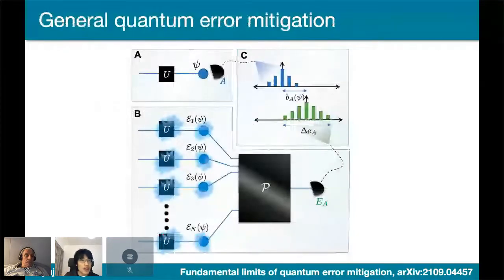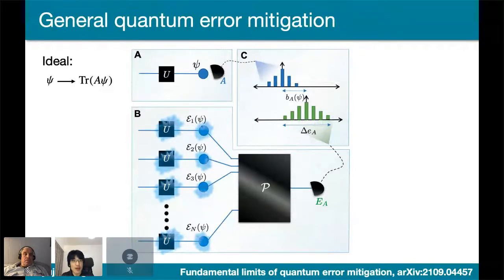So yeah, to do that, let me first start with this general framework for quantum error mitigation. Let me go step by step. Firstly, the standard goal for the NISQ algorithms: many NISQ algorithms have a goal of estimating the expectation value of some quantum state psi.